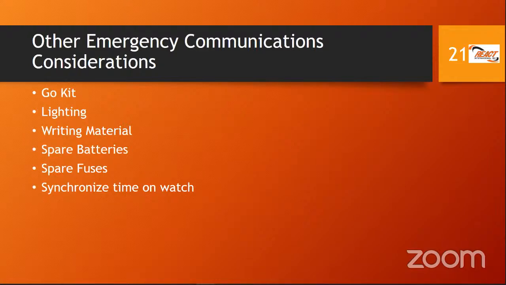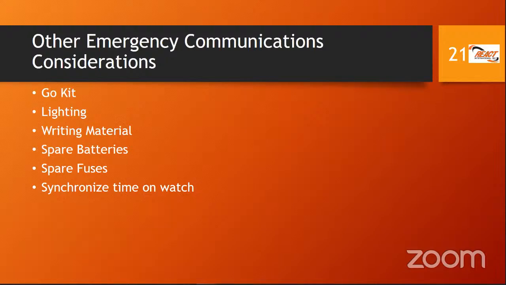Just a couple other points in terms of emergency communications. We spoke about the go-kit already. One that is often forgotten is lighting of some sort. So we are deployed, and it might be that we are deployed in the daytime and then the nighttime comes, and where we are deployed to has no power.